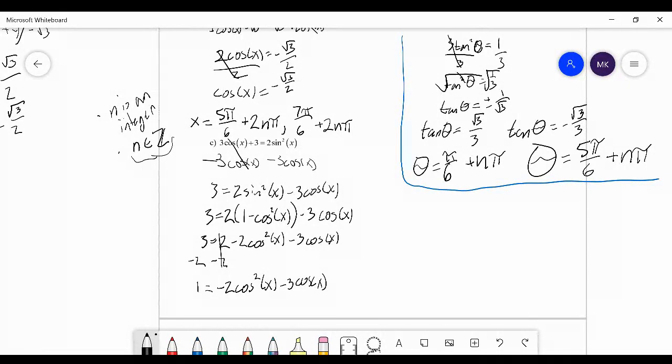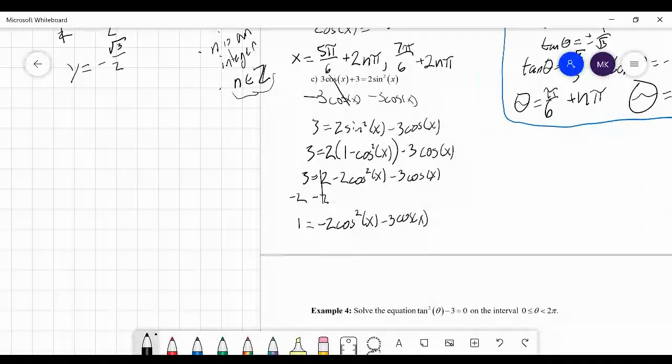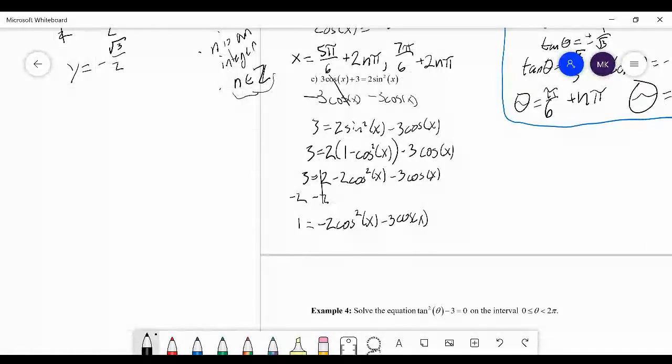So now that we have this, what do we do? Well, if it's hard for you to see it from here, let's let y equal cosine of x. And if we do that, I get the equation 1 equals negative 2y squared minus 3y. And hopefully from here you should be like, this is a quadratic. Perfect, right?